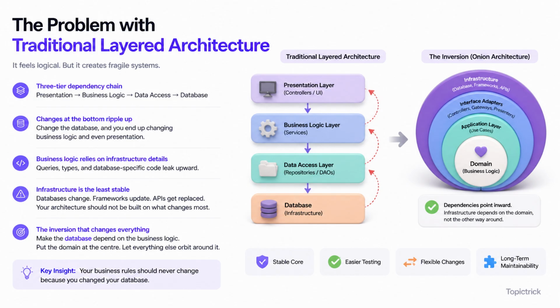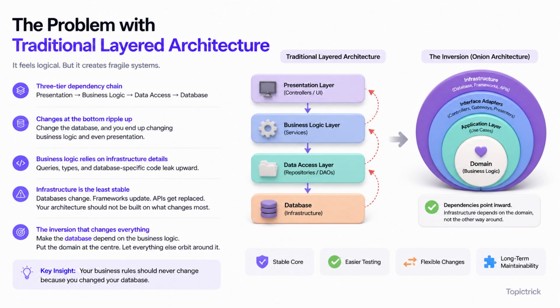Now, imagine the business decides to migrate from one database to another. You update the data access layer. But because your business logic layer calls the data access layer directly, it is also affected. And because your business logic layer sometimes builds queries or uses database-specific types, those changes ripple up. You are not just changing a database, you are touching your business rules. That should never happen.